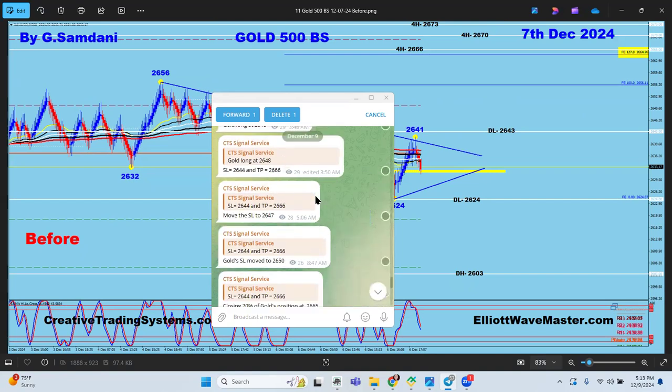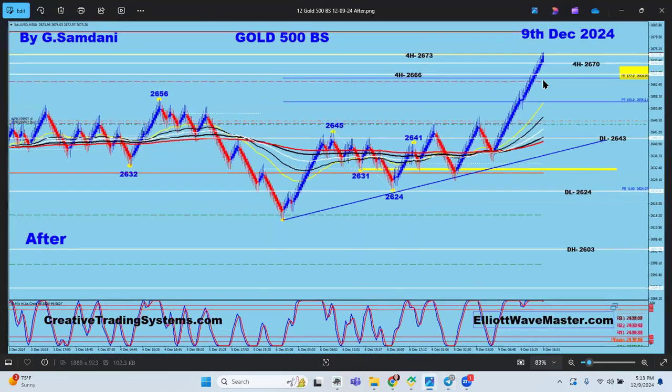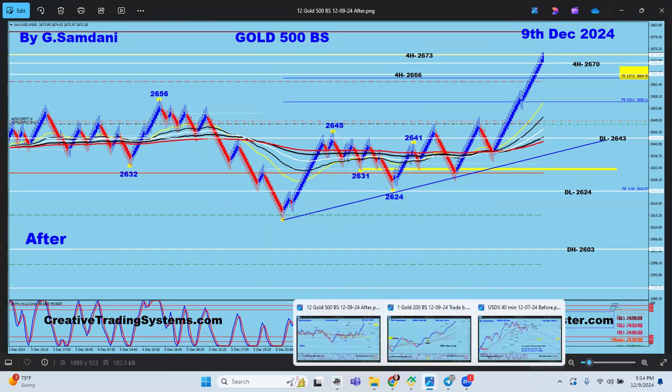Where's the entry I showed? See, gold long at 2648, SL is 2644 and TP equal to 2666. And this chart, it went all the way up and hit this 2666. Even it went up to 2673. I had an entry from 2648. Let me show you my trades.